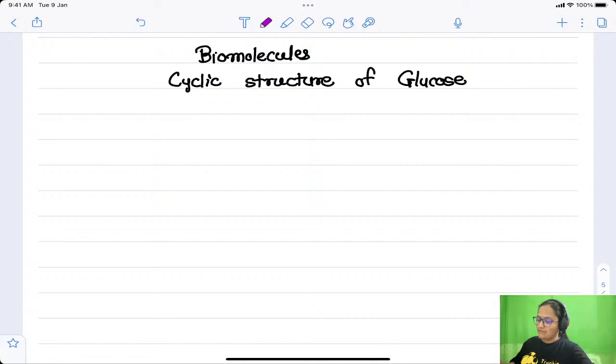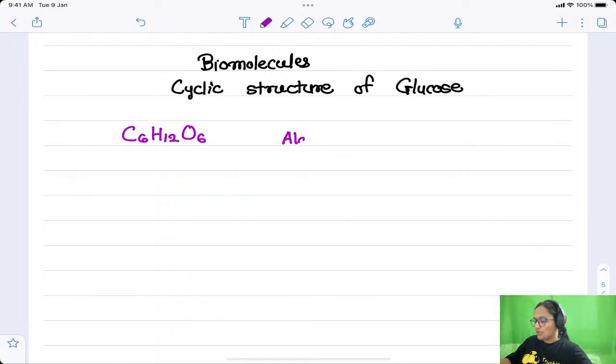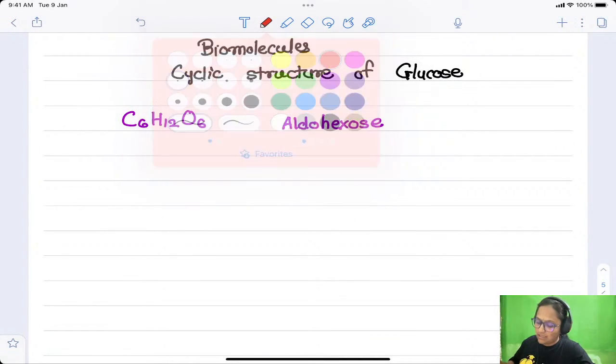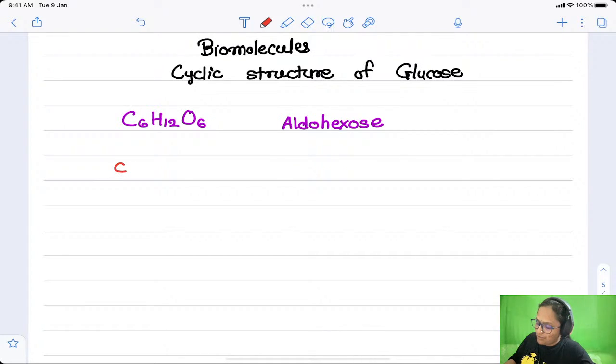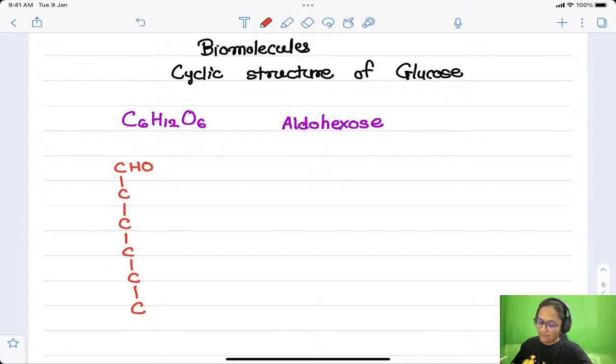The molecular formula for glucose is C6H12O6. There are 6 carbon atoms present in it, and aldehyde is the functional group. Therefore this is an aldohexose sugar. Aldo stands for the aldehydic functional group, and hexose stands for 6 carbon atoms, right? So let us see how to draw this aldohexose. It's very easy. You have to draw 6 carbon atoms in a row like this. The first carbon atom is the CHO functional group, that is the aldehydic functional group.